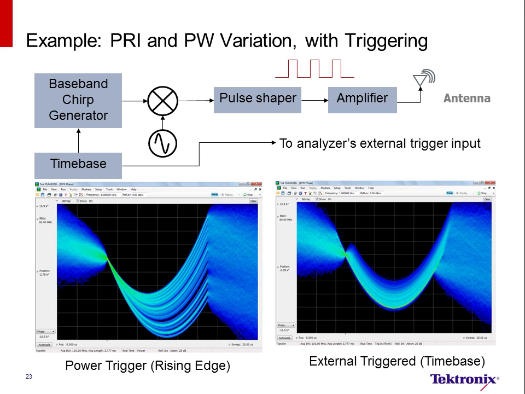Looking at this signal one more time, we're going to look at the phase versus time performance of the signal. Again, on the left side, we're doing a power trigger on the rising edge of the signal. And this is showing a parabolic shape in phase, which is what you would expect for a linear frequency modulated chirp. If we trigger on the external trigger on the time base, now we see that the phase parabolas are all lined up, even though they are shifted.